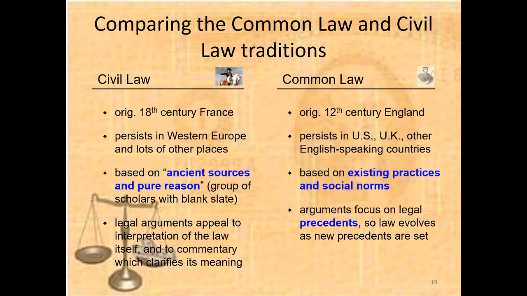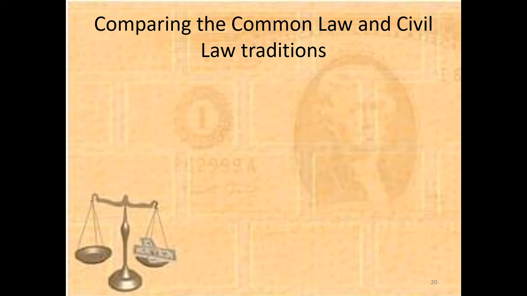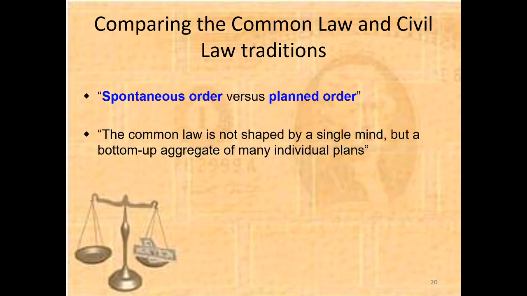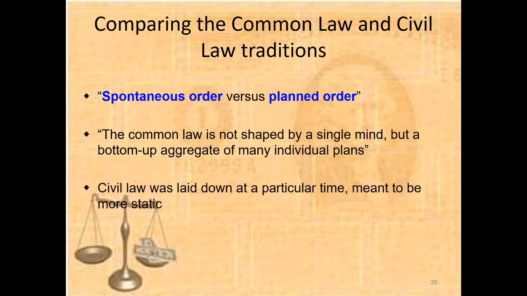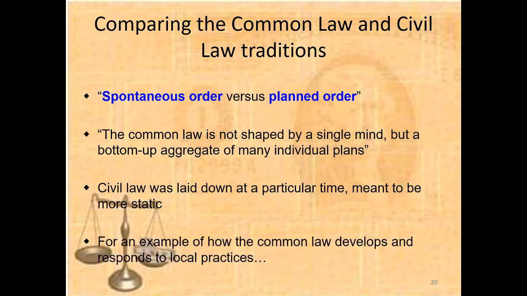In civil law, legal arguments appeal to the interpretation of the law itself and to commentary which clarifies its meaning. Whereas common law arguments focus on legal precedent, so law evolves as new precedents are set. So this is the difference. Immediately you can say that one is spontaneous order and the other is planned order. The common law is not shaped by a single mind but is a bottom-up aggregation of many individual plans, whereas civil law is laid down at a particular time and is meant to be more static.